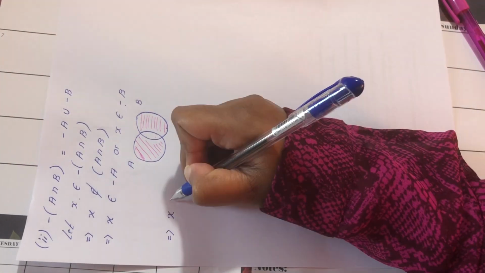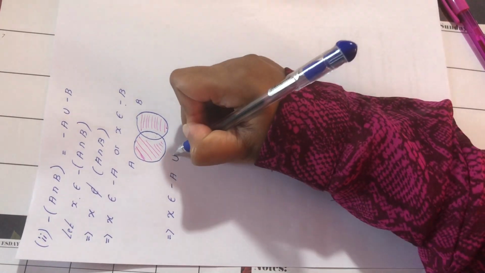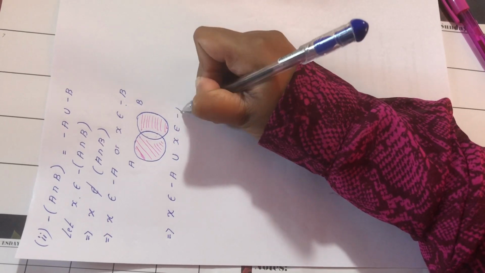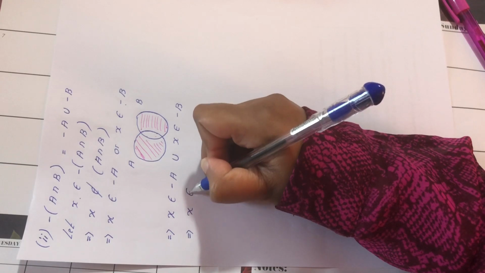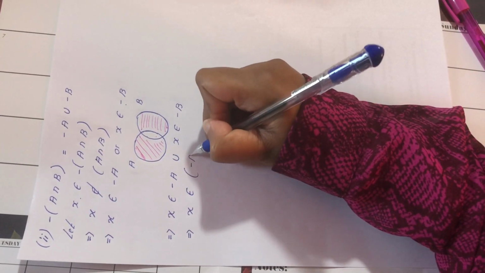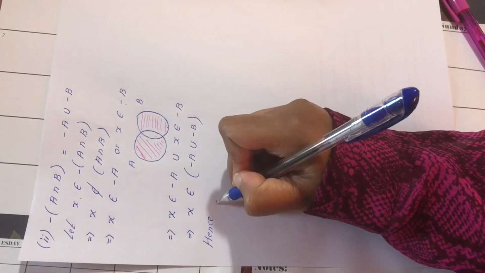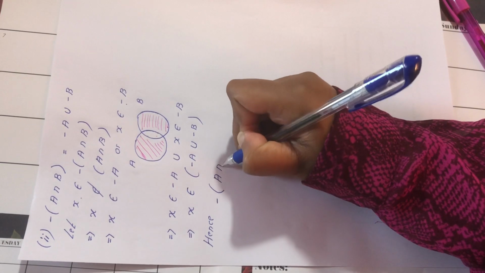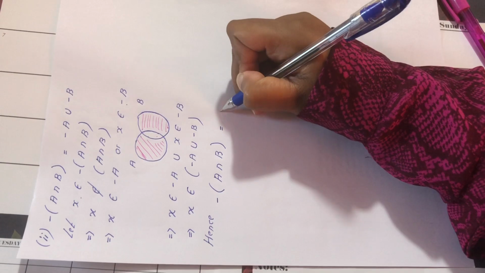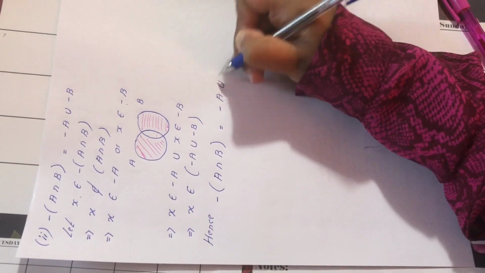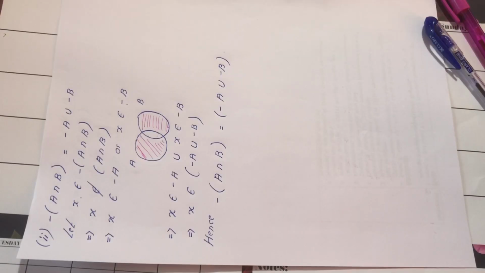Then we have X an element of A complement or X an element of B complement, which implies X is an element of A complement union B complement. Hence, the complement of A intersection B equals the complement of A union the complement of B. There we have it, De Morgan's law.